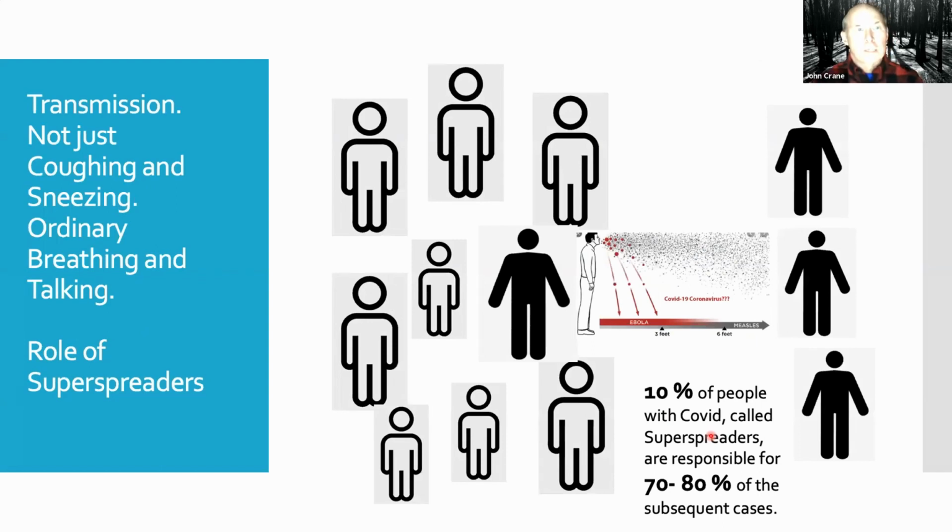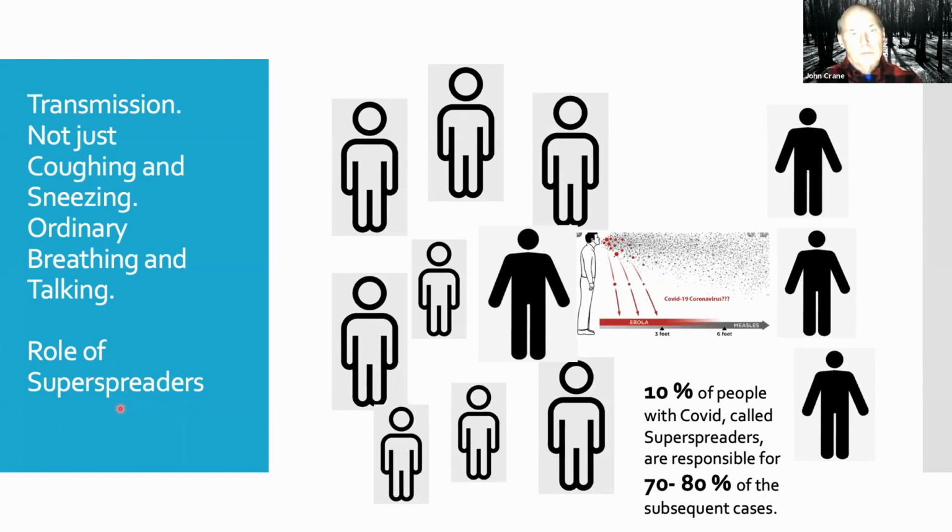Okay, so transmission is not just coughing and sneezing. COVID-19 is so contagious, just ordinary breathing and ordinary talking is enough to transmit the virus. So a person does not have to cough on you or sneeze on you in order to give it to you. So those are the main way. The other way it can be transmitted is by direct contact, meaning like hugging, kissing, shaking hands, and so on. Those are also high-risk behaviors.